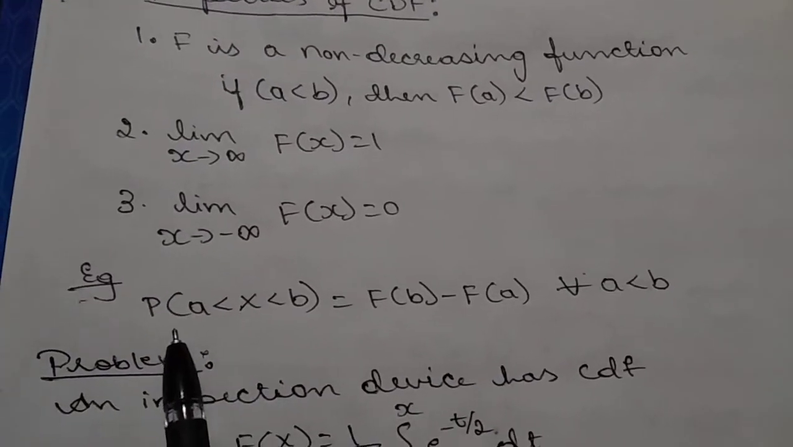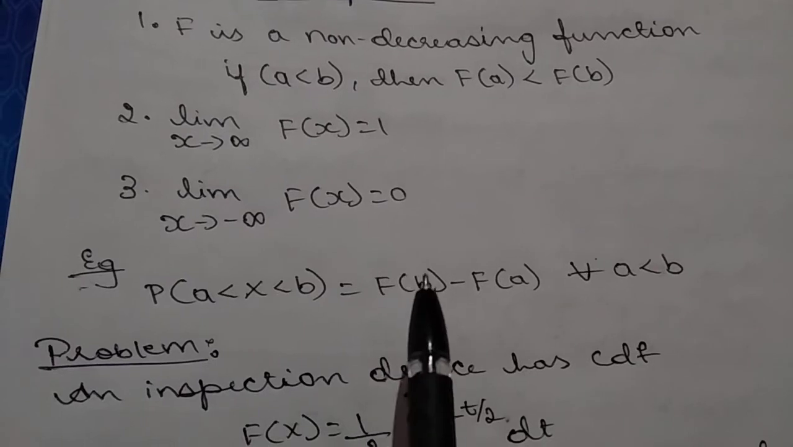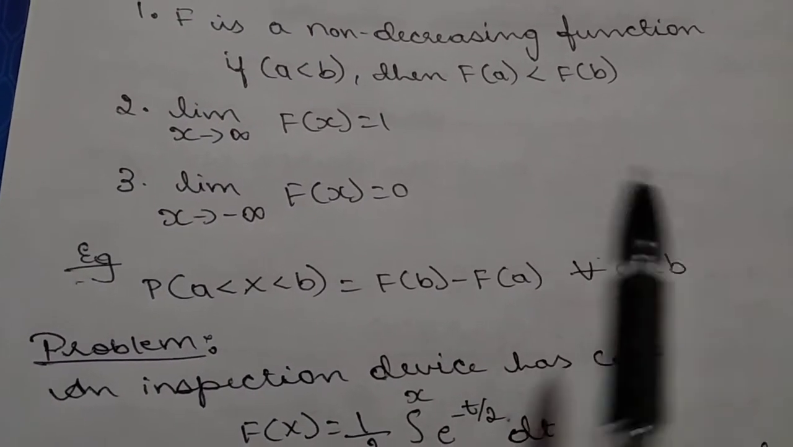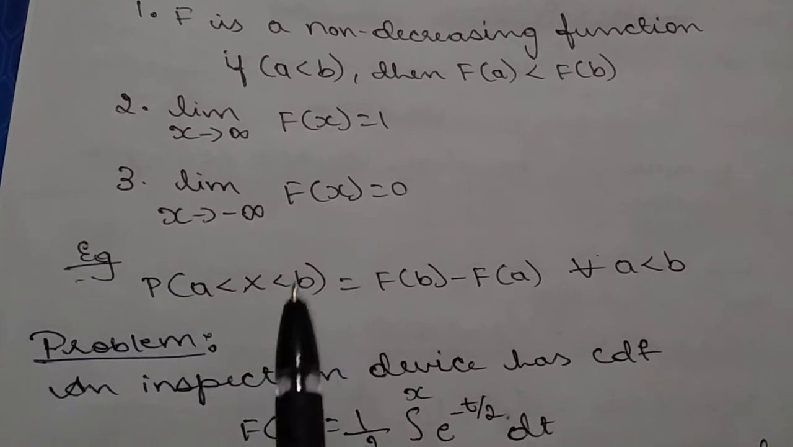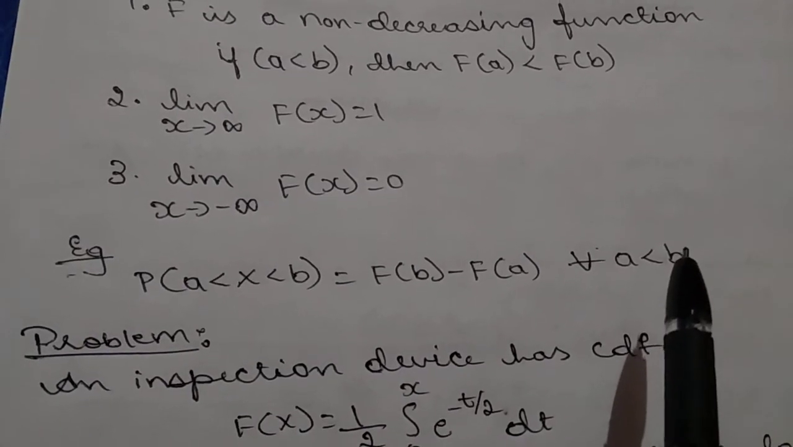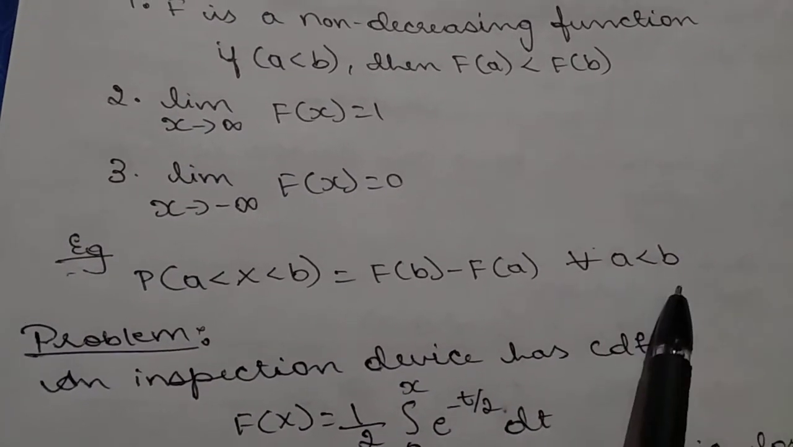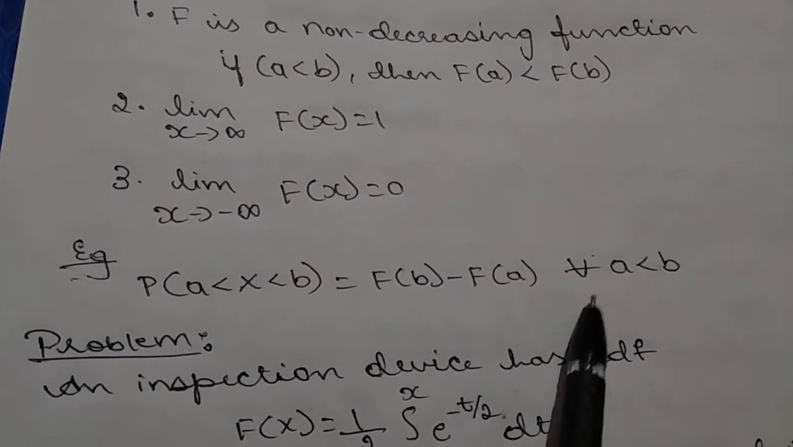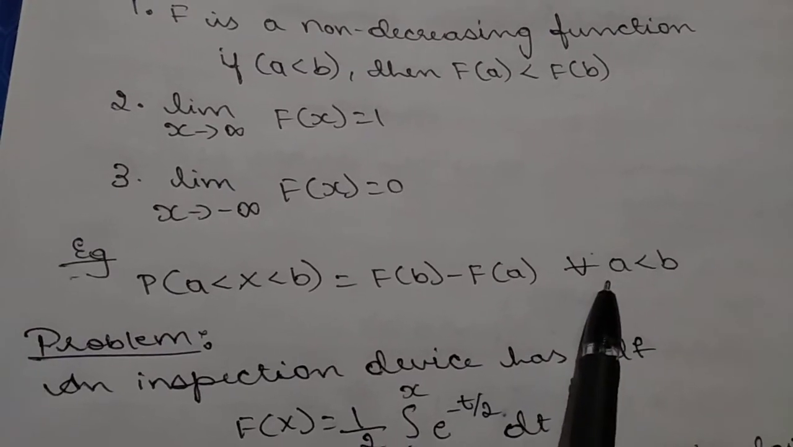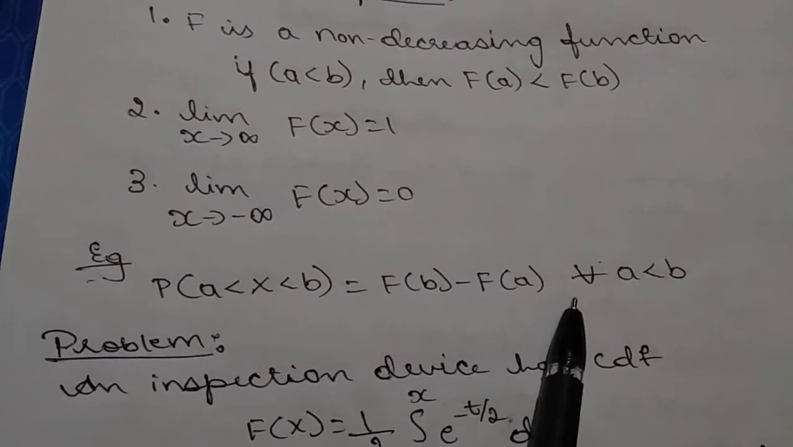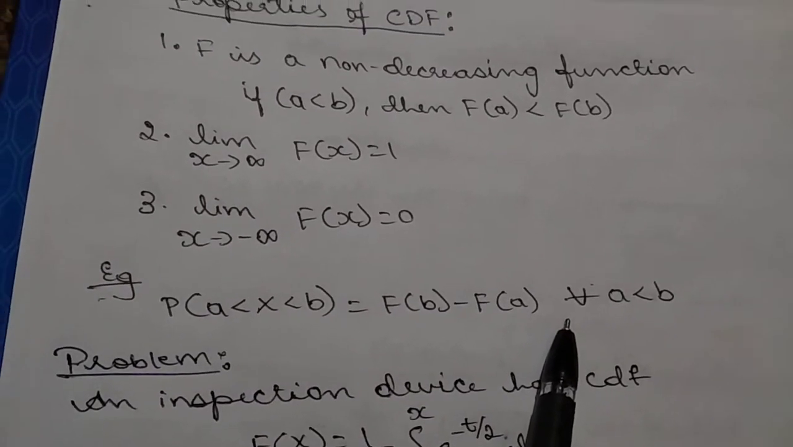Just as an example, P of a less than x less than b is equal to f of b minus f of a, for all a less than b. If a is less than b, then you take b minus a. If a is greater than b, you would take a minus b, but that case will not come here. Always a will be less than b, because you specify the range first, the lesser number and then the greater number. So it should always be a less than b. I'll write it as f of b minus f of a. This is your cumulative distribution function.